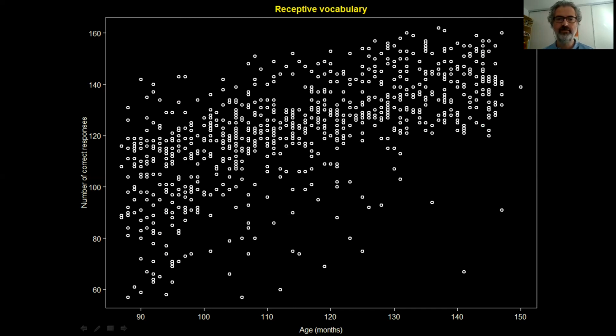But if I told you that the kid's vocabulary score was 140, you should not guess the average age. You should guess the age at which 140 is an average score. So you should probably guess around 12 years old and not around 8 or 10 years old.